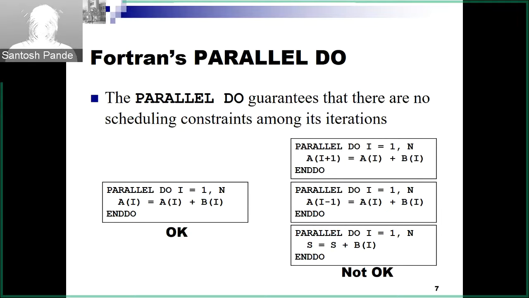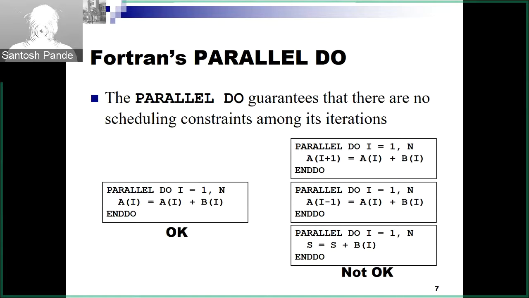However, if you go for the right-hand side examples, they're all problematic. One by one, we can quickly take a look at it. A of I plus 1 and A of I: A of I plus 1 is the L value, which is the write, and A of I is the read. If you consider two different iterations, you can see that they will have an overlap.